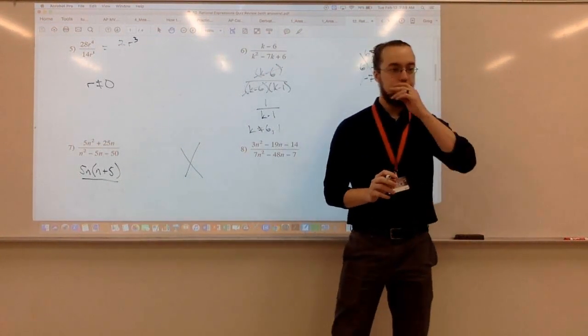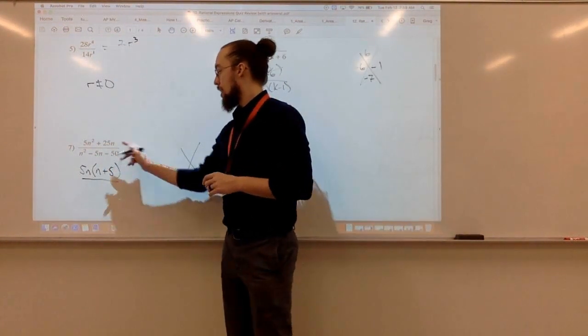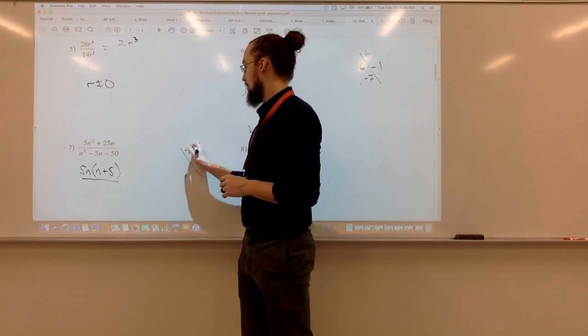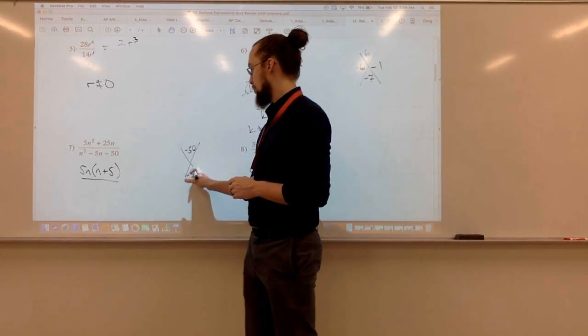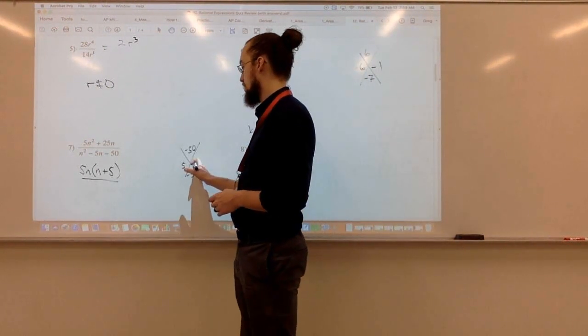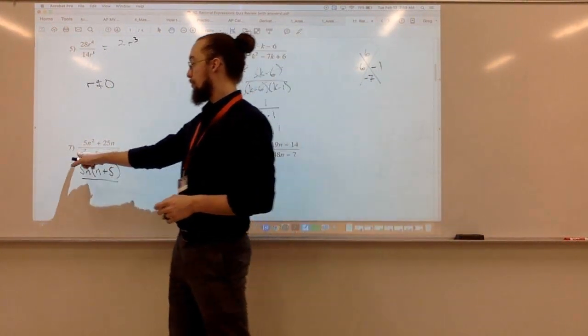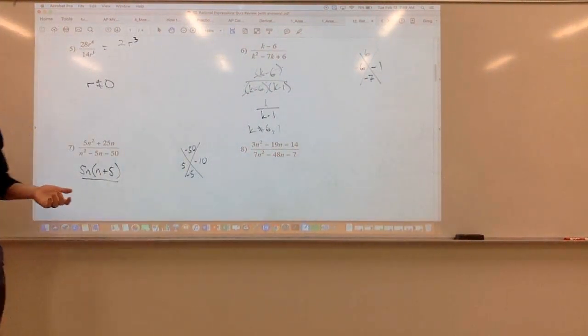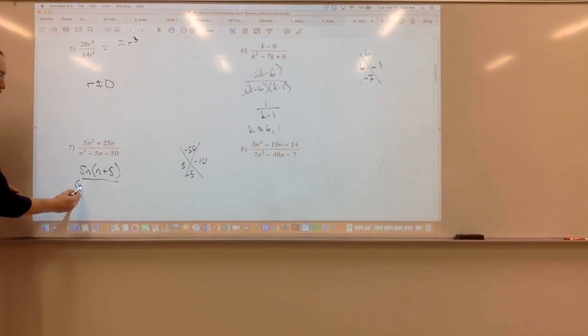X factor it. So I want two numbers that multiply to negative 50 that add to negative 5. 5 and negative 10. My leading coefficient was 1, so I can go straight to factors. So we have n plus 5 times n minus 10.